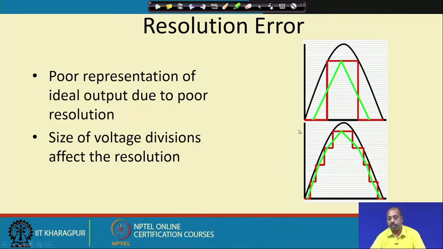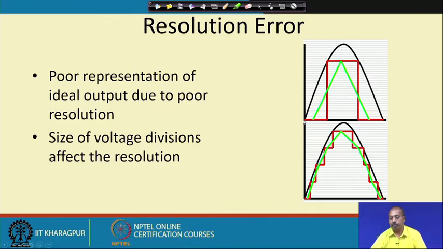So, resolution error is like this. Suppose we have to realize this sinusoidal wave. We want to output this sinusoidal wave, and the DAC that we have has only these voltage levels: this is one level and this is another level, only these two levels are available. To approximate this sine wave, what the DAC does is that it first outputs the digital pattern that we feed. So, it first outputs this voltage and then it outputs this voltage.